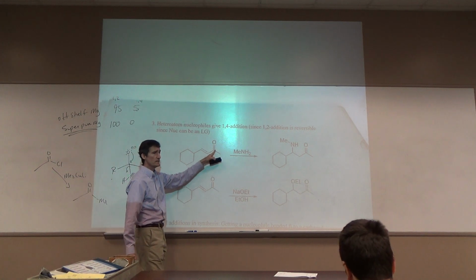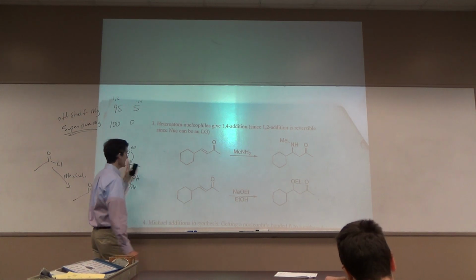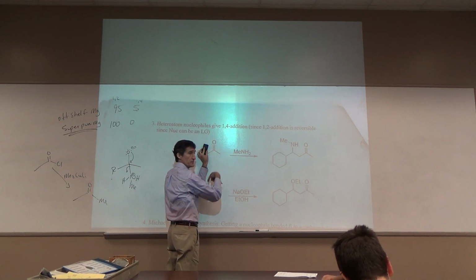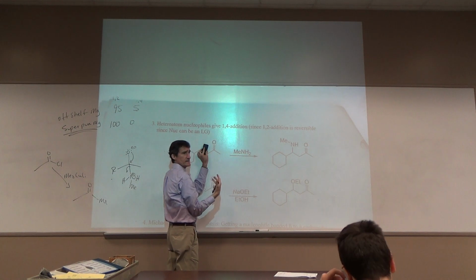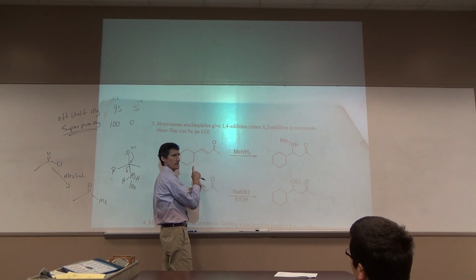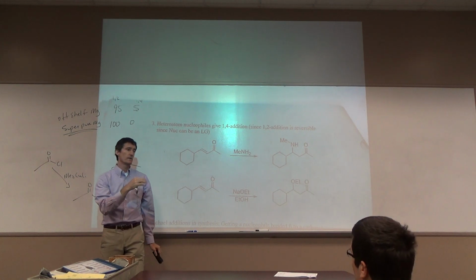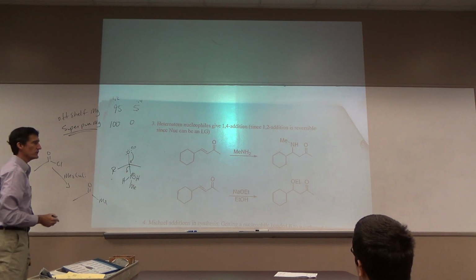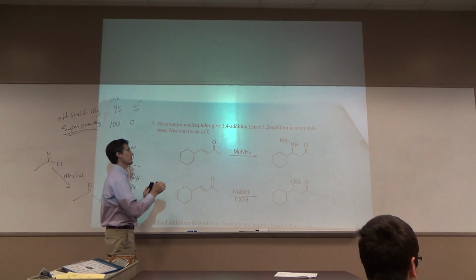Yes, you can make the enamine here. I could have kept going and made the enamine here. Carbonyl and amine get an enamine, and the enamine is reversible. When it's reversible, we were looking at establishing equilibrium. And if you can establish an equilibrium, which product is favored? 1,4. That's what's written on the previous page. If the nucleophile is reversible, you typically are going to end up here.